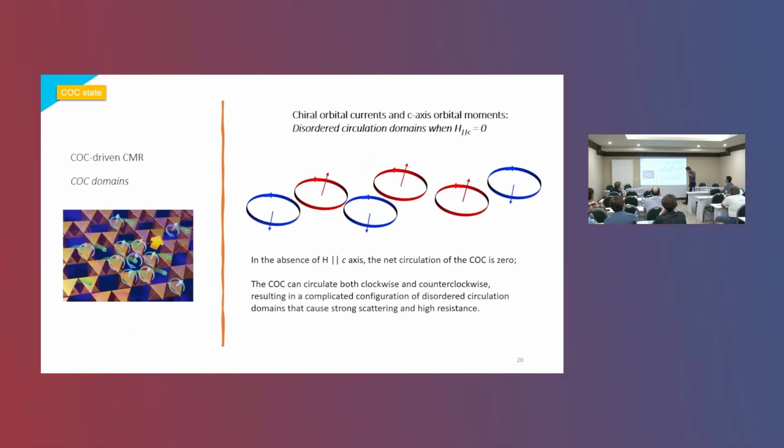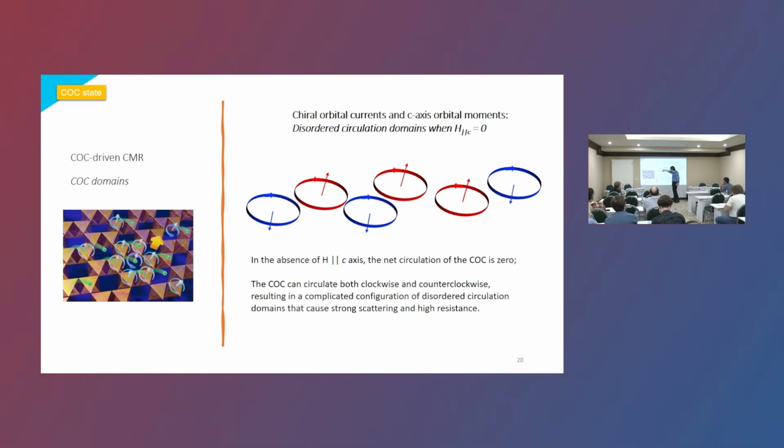So how does this work? Why can loop currents generate colossal magnetic resistance? I drew this picture just before I came here, so that's why I was late. We can see these loop currents as domains. Without a magnetic field applied along the C-axis, the dominant loop currents are within the AB plane. So let's just consider an AB plane.